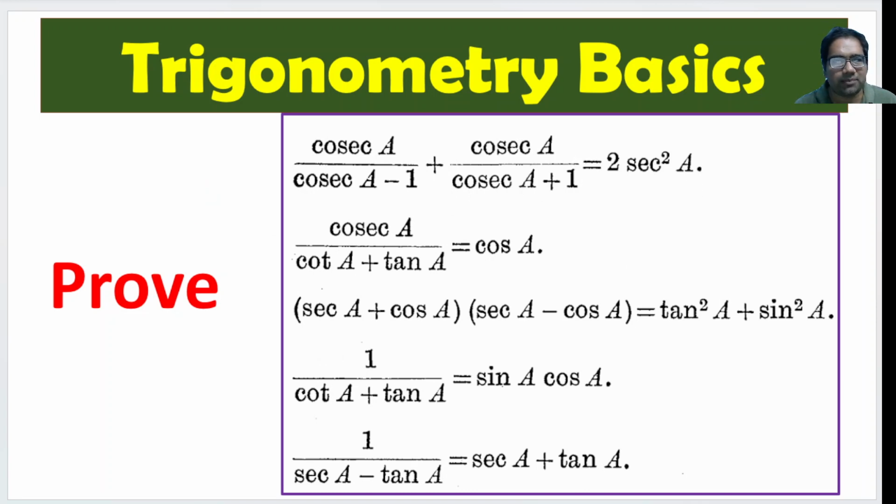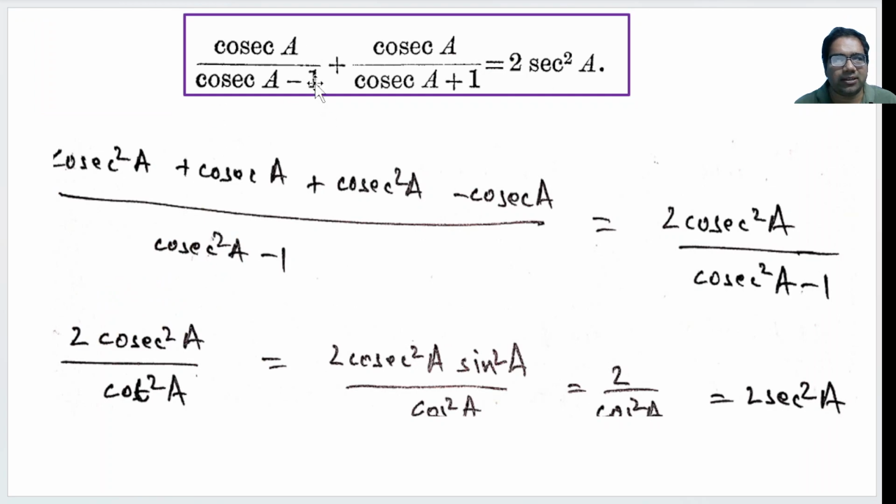For example, cosecant A by cosecant A minus 1 plus cosecant A by cosecant A plus 1 equals secant square A. We have to convert everything into secant. Let us simply do the cross multiplication. We get cosecant A into cosecant A plus 1, that becomes cosecant square A plus cosecant A, plus this cross multiplication, that is cosecant square A minus cosecant A. Then this cosecant minus and this plus will cancel. We'll have 2 cosecant square A by cosecant square A minus 1.